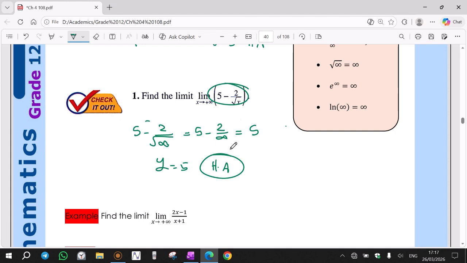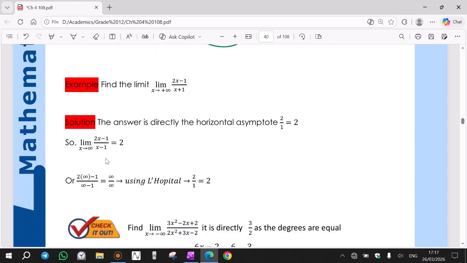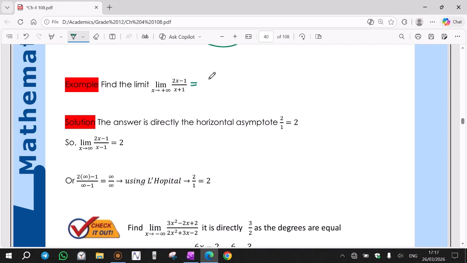This example, degree of up and down are the same. Up, x is power 1, down is also power 1. Then the result of this limit is directly 2 divided by 1, which is 2. Here is the answer.